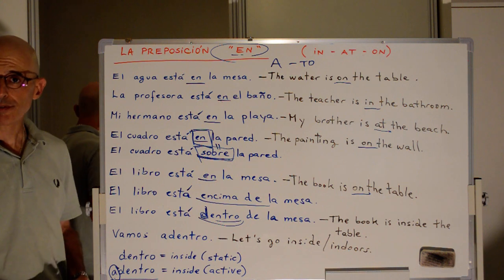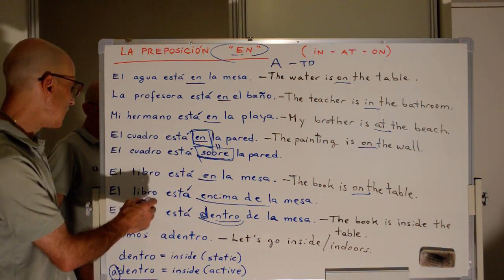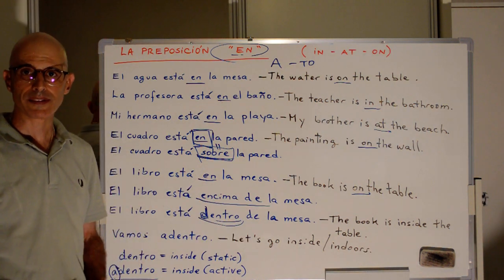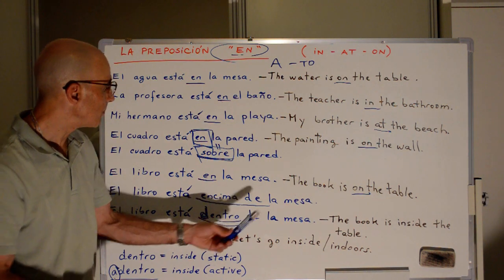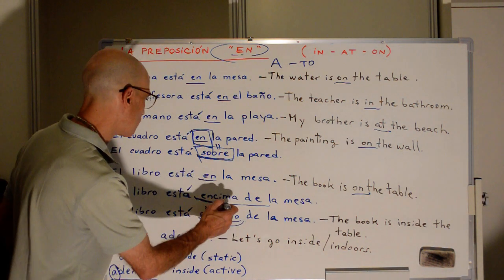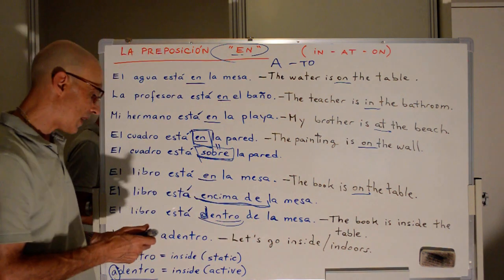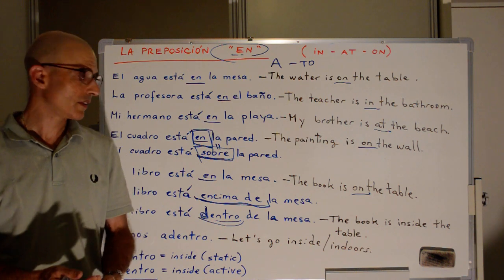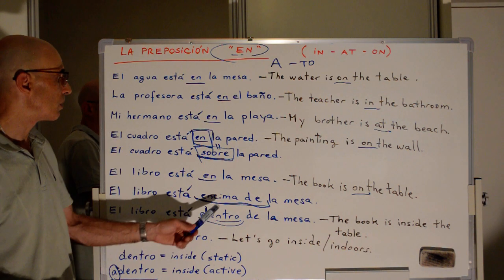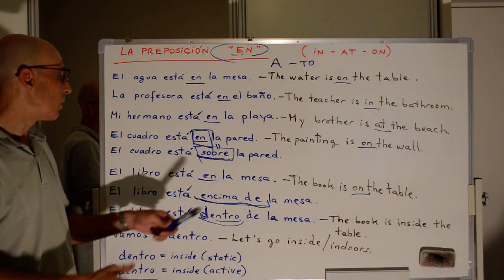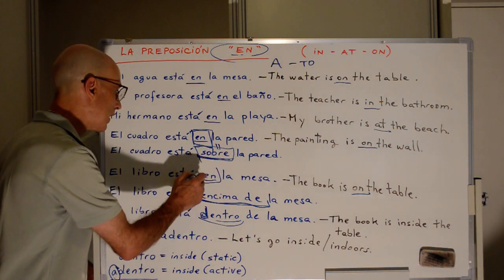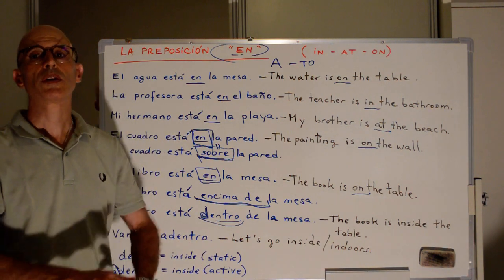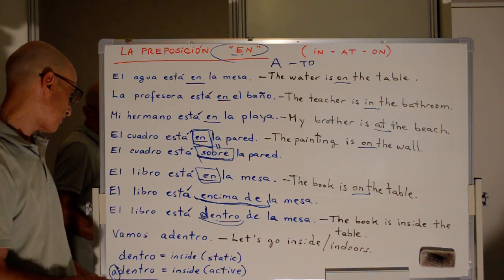Now, let's use a different preposition for the same sentence. El libro está encima de la mesa. Encima de means on top of, okay? So it's like saying the book is on the table or the book is on top of the table, okay? Same thing, same meaning. Both are correct. So you can use a more specific one or the more generic one, en. Alright? So when in doubt, you just use en because it's more generic.